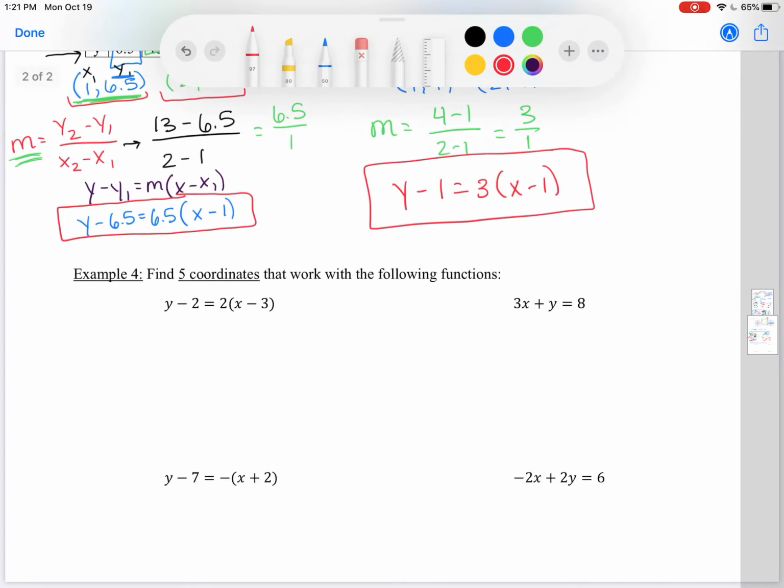Now, if you look at the first 2 on the left-hand side, those are in point-slope form. And then when you look at the second 2 on the right-hand side, they're in a little bit different form. So I'm going to solve the top 2, and then you will solve the bottom 2 on your own. Okay? So same thing. You're going to make that H chart.